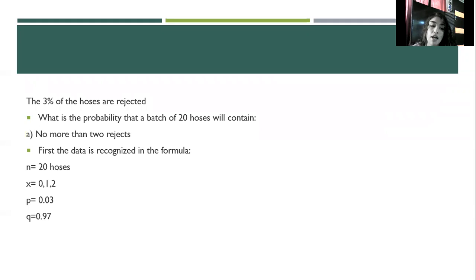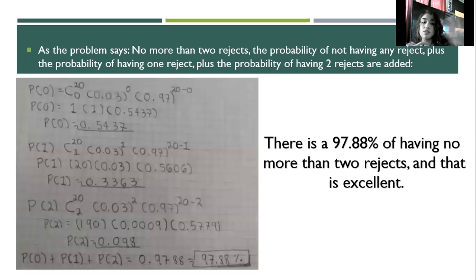Well, first, the data is recognized in the formula. 20 houses, x is 0, 1, 2, because the probability of having 0, the probability of having 1, the probability of having 2. The probability of success is 0.03 here. The success is the failure, because we are looking for the failure. And the non-failure percentage is 97. So you put this data in the formula, and the problem says no more than 2 rejects.